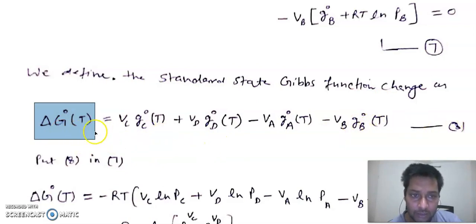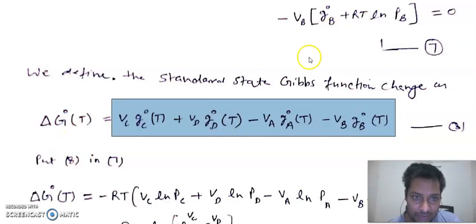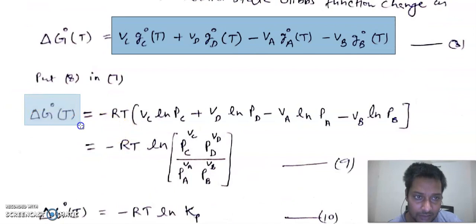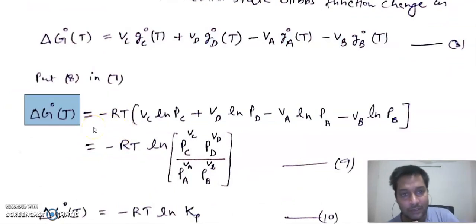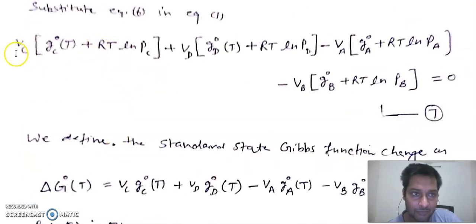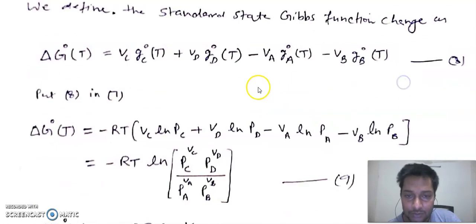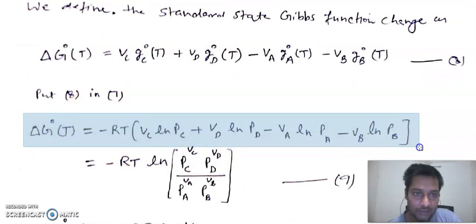Now replace this whole quantity by delta G in equation 7. Then finally make this delta on the left hand side. Then you will get the standard change in Gibbs energy equal to the remaining terms: Vc RT ln Pc, Vd RT ln Pd, Va RT ln Pa and Vb RT ln Pb. So you will get this equation.